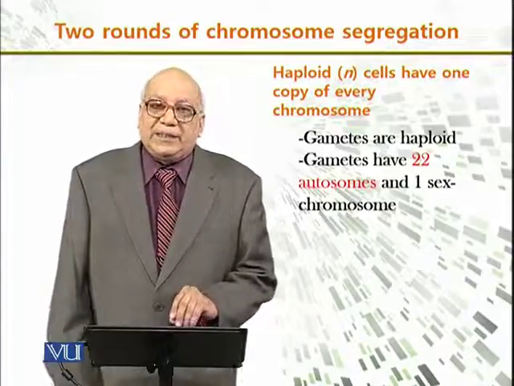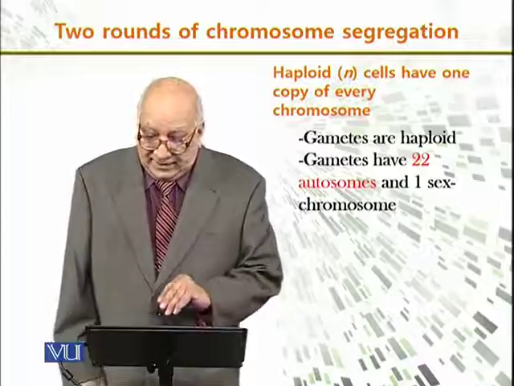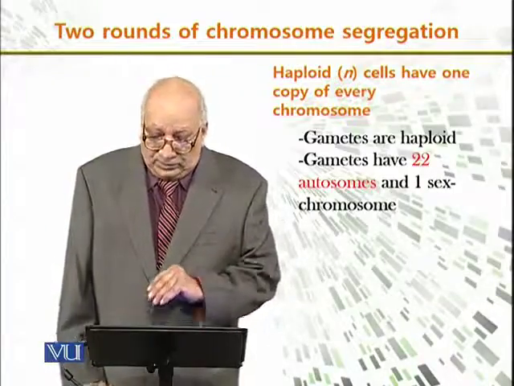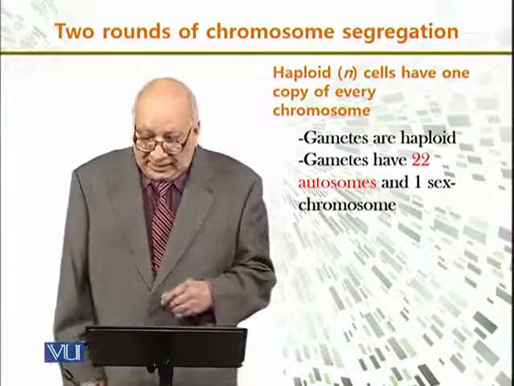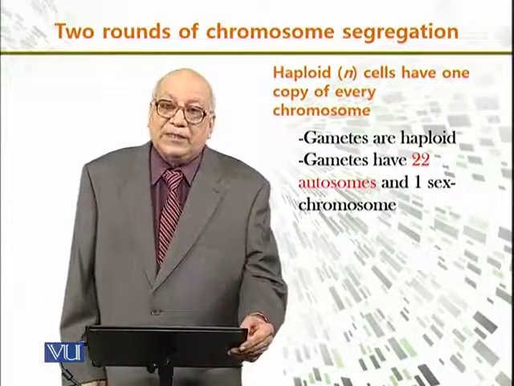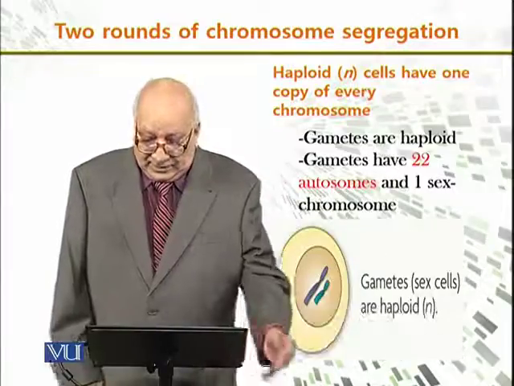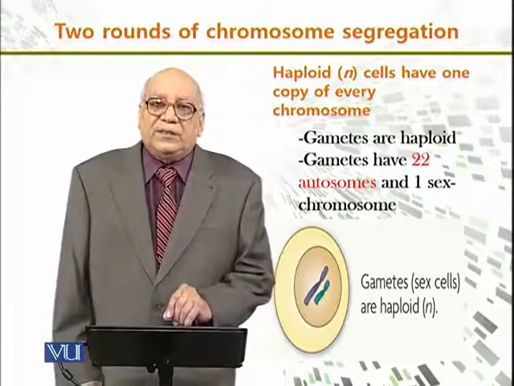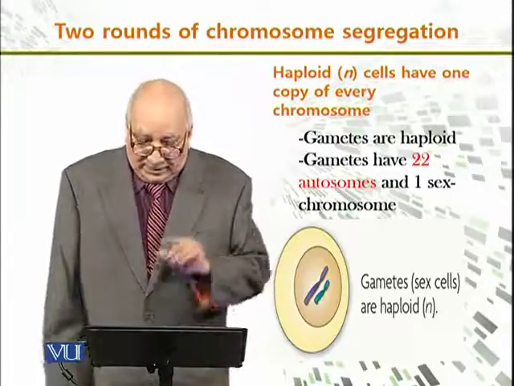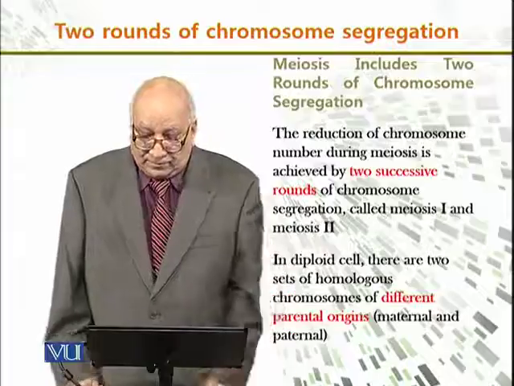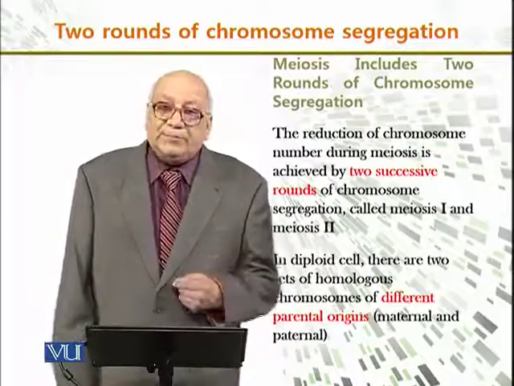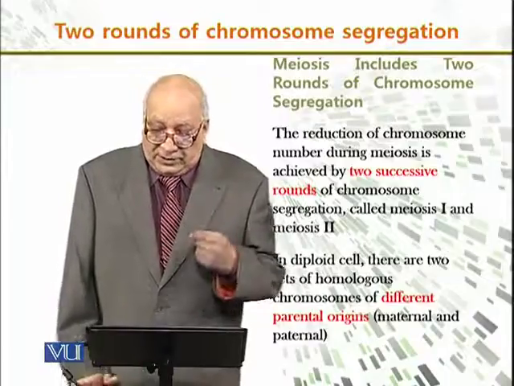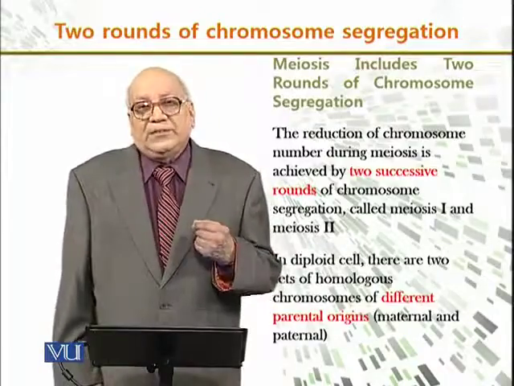ये जो chromosomes हैं, ये आधे रह जाते हैं, and the gametes are haploid gametes. They have got 22, for example, autosomal and 1 sex chromosome in each cell. Just like this, you see the number of chromosomes they have produced. आधे रह गए हैं उसमें जो हैं वो. Now meiosis, it is important to remember that meiosis includes 2 rounds of chromosome segregation.